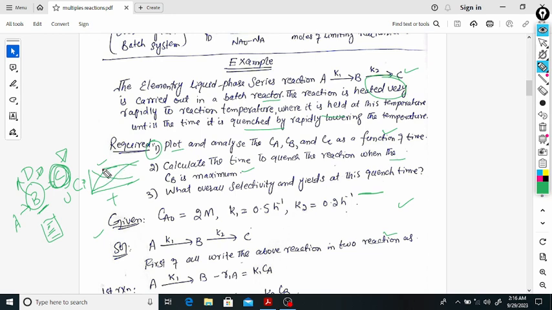So suppose this is B, when the concentration of B is maximum. At what time will the concentration of B be maximum? So we will find the time. It can be 3 hours, 4 hours, etc. So we will define the time.